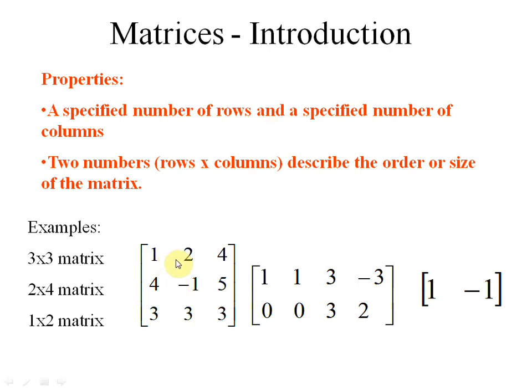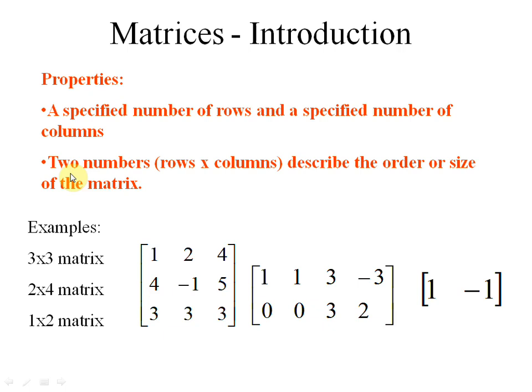If we write the numbers in the x-axis direction, like 1 2 4, 4 minus 1 5, 3 3 3, these numbers are written in the x-axis direction and these are called row elements. And the numbers 1 4 3, 2 minus 1 3, 4 5 3 are in the column direction. So a column is basically the y-axis. If we write the elements in the y-axis direction, these are called column elements.